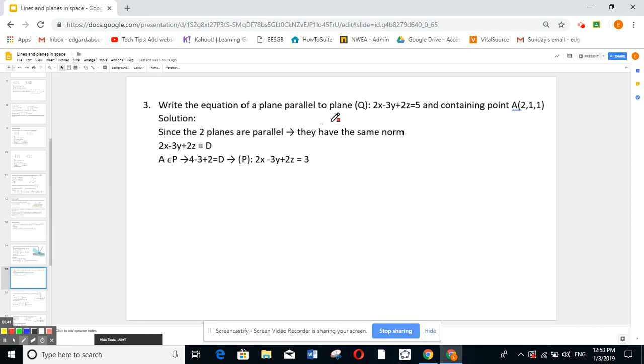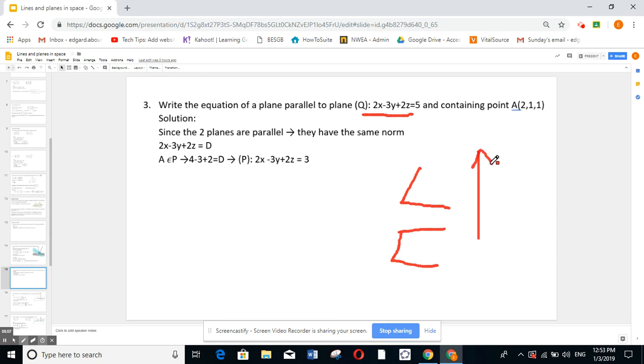Now I want to find the equation of plane Q, a plane parallel to the plane Q. Because two planes are parallel, certainly, if you have a plane here parallel to a plane here, they have the same normal. So I'm going to use the same normal, 2x minus 3y plus 2z equal to d. To find d, because the plane is passing by A, I replace it here. D in that case will be 3.